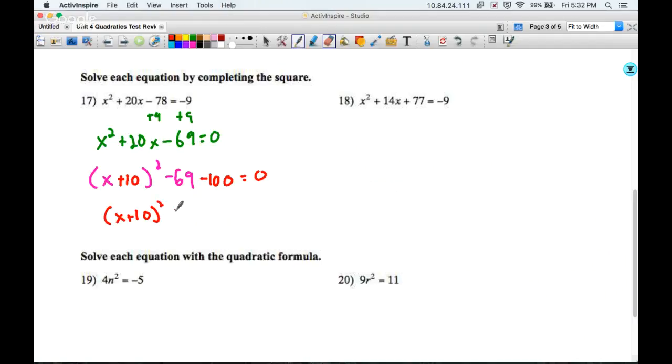So x plus 10 squared. If I had a negative 20, would it be negative 10? Or would it just be 10? That's totally fine. If it's a negative 20, that's a negative 10. And it doesn't throw the problem too much.